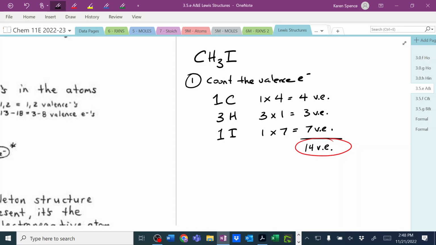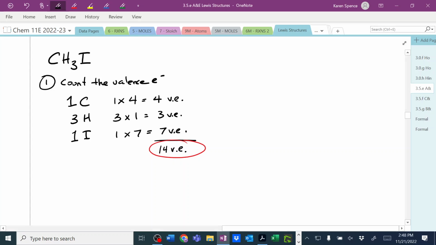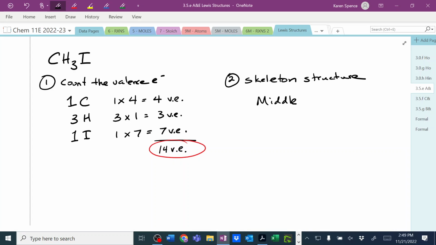Step number 2. We are going to draw a skeleton structure. There are a few ways of deciding who goes in the middle. Carbon goes in the middle. Why does carbon go in the middle? Because it can form 4 bonds, right? So in the middle, always carbon, if it's there.